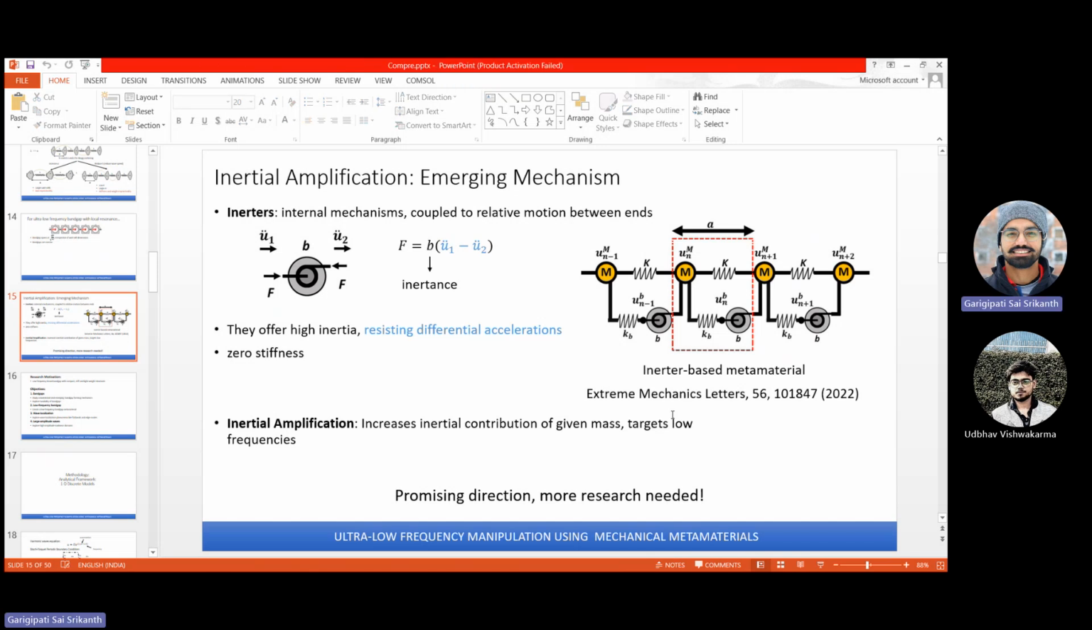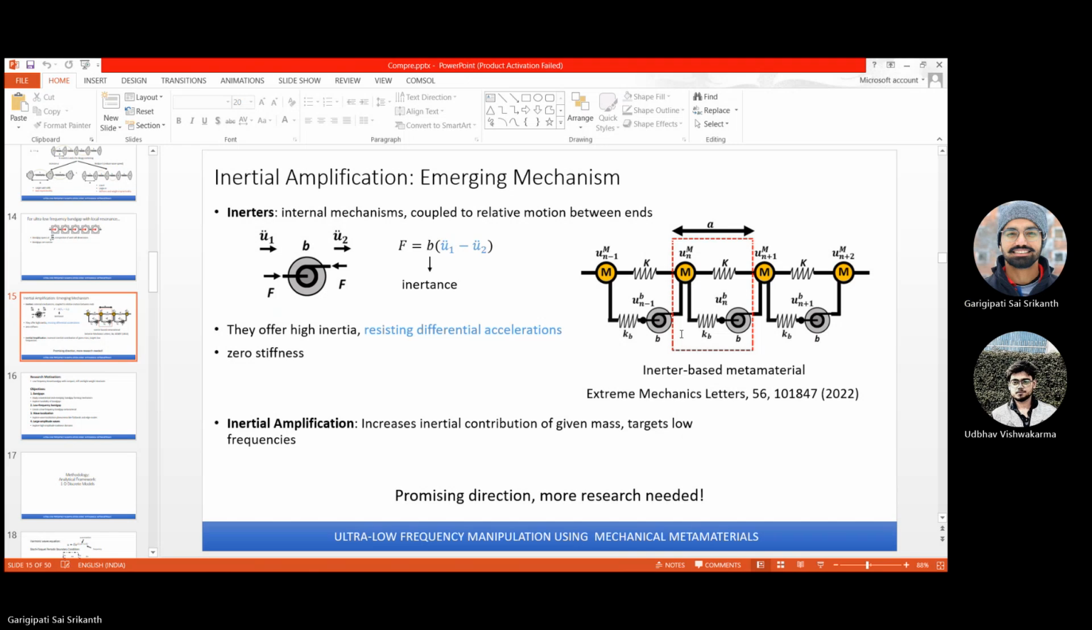So inerter-based metamaterials. So the idea here is to incorporate, like they have shown, an inerter inside the unit cell. This red dotted line is the unit cell. That box is the unit cell.